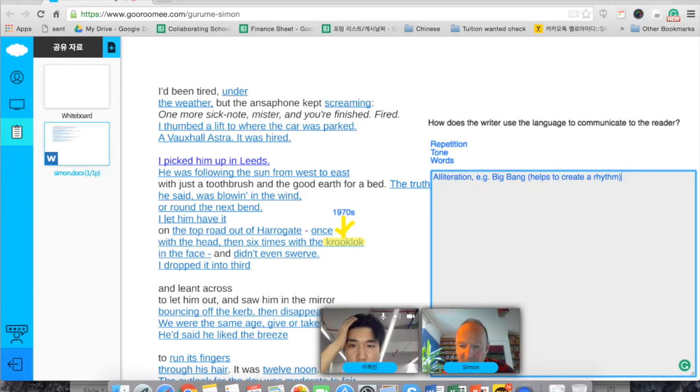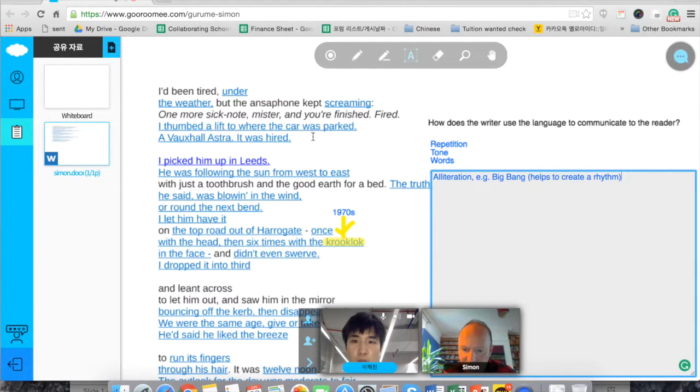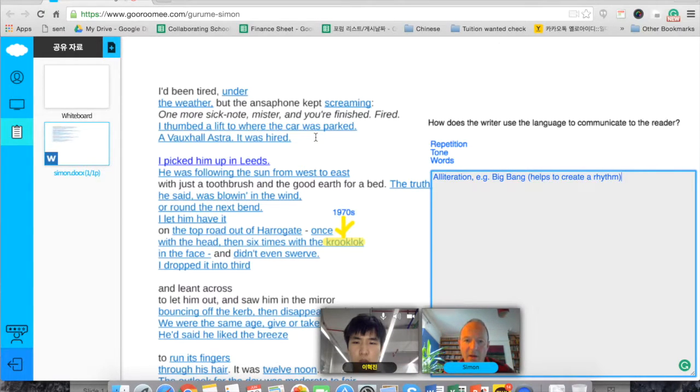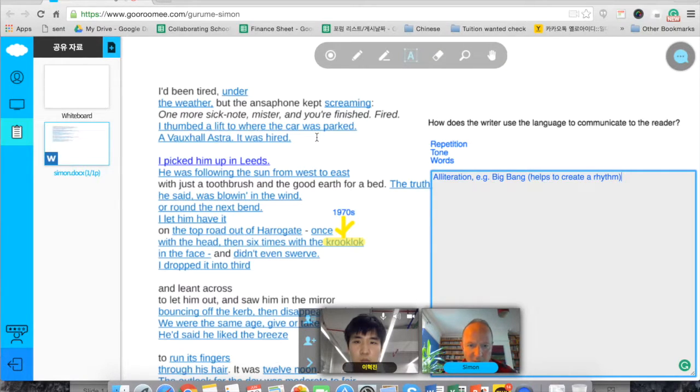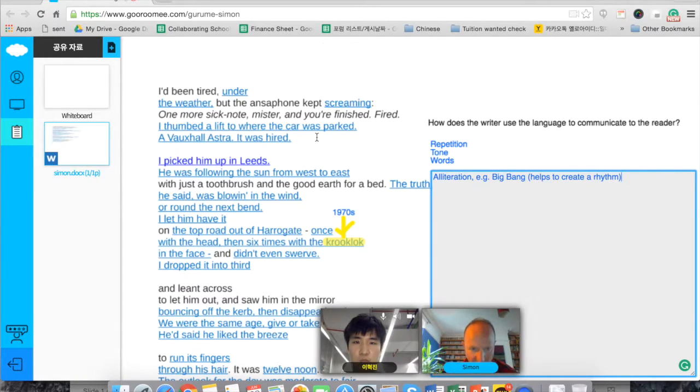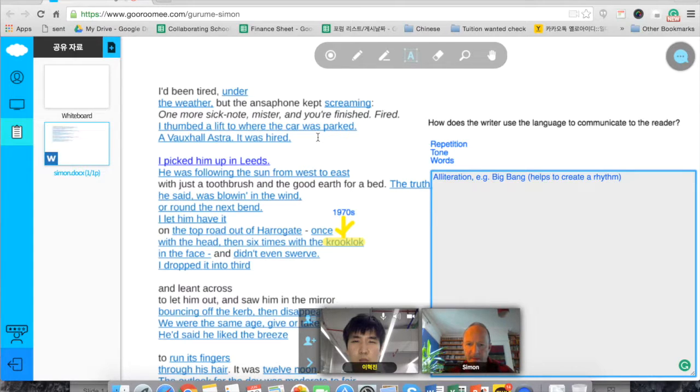I'm trying to find out if there's any alliteration in the poem. In this particular one, there is some alliteration, not very much. I think in the first stanza there's some alliteration. You've got in the third line, "One more sick note, mister, and you're finished, fired." Oh, finished and fired.